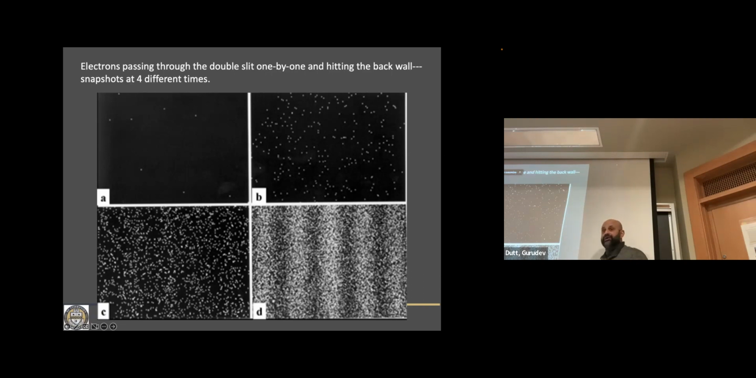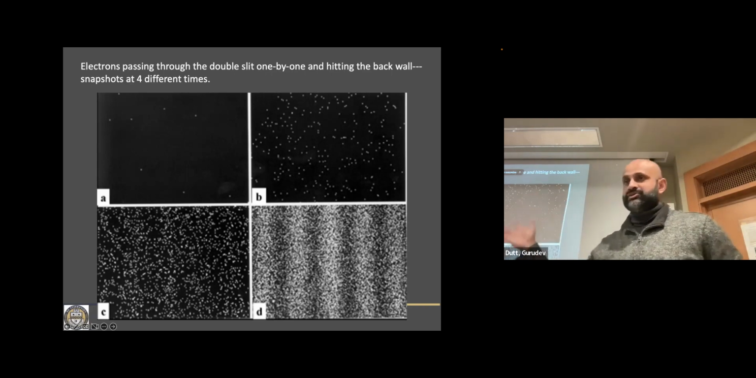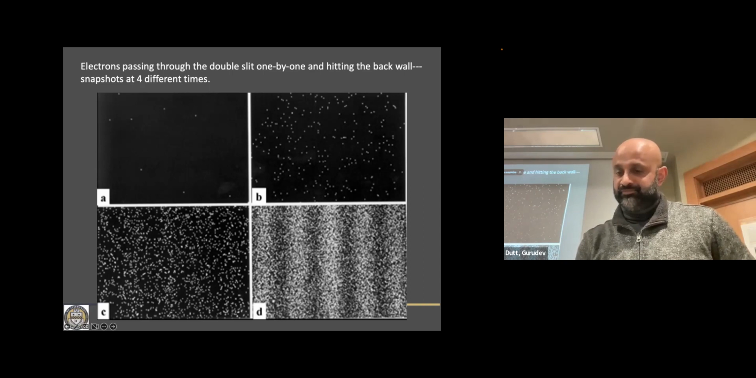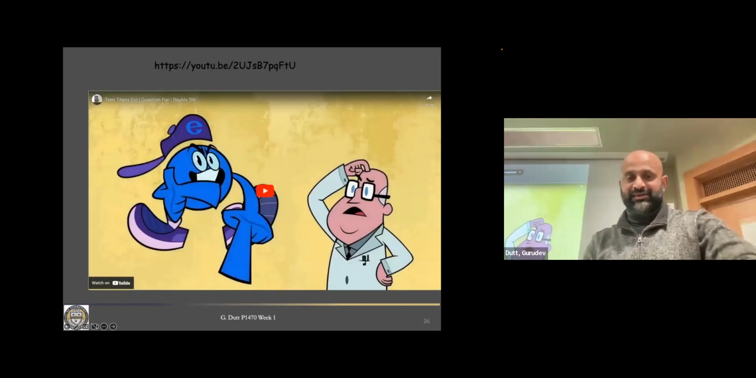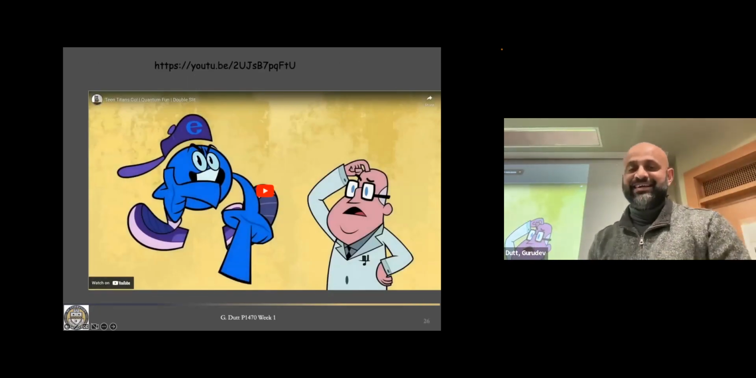So each individual electron looks like it's just a particle when it hits the screen. But before that, if you want to think about it, it's looking like it passes through both the slits at the same time. And of course, they did all the control experiments, etc. This is all well established at this point. Okay, done.